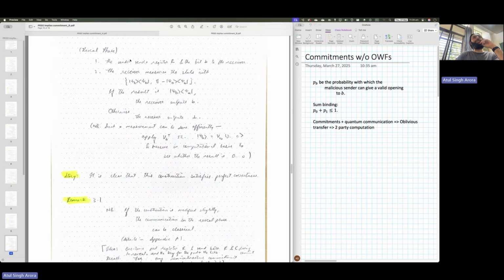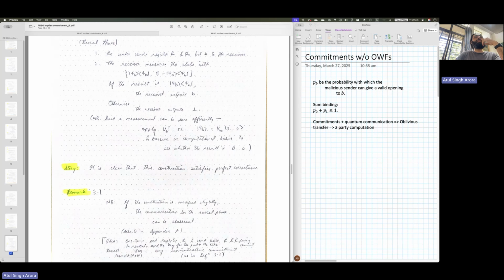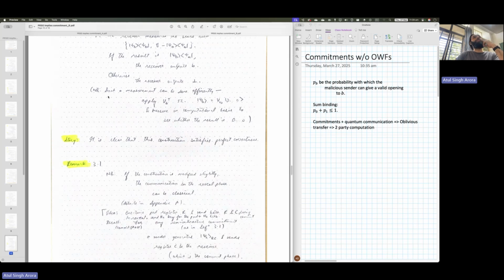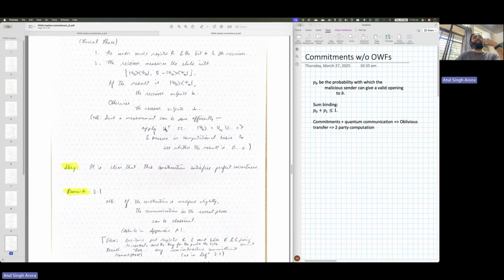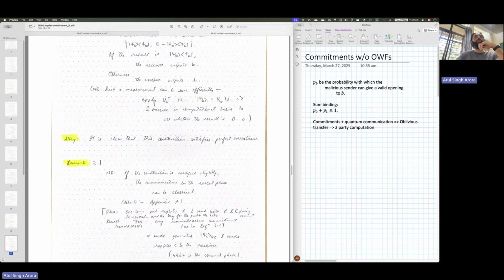And in the reveal phase, the sender just sends register R and the bit B to the receiver. The receiver measures the state with these two things. And if the result is psi B, the receiver outputs B. Otherwise, the receiver outputs bot. Such measurement can be done efficiently, like I was saying earlier. Suppose VB is the unitary that had to be applied on 0 to obtain psi sub B. The measurement is basically that you apply V dagger B, and then you measure in the computational basis and check whether the output is all zeros.